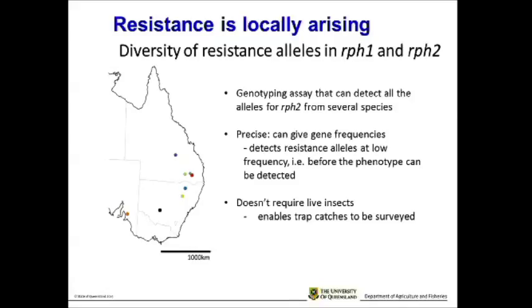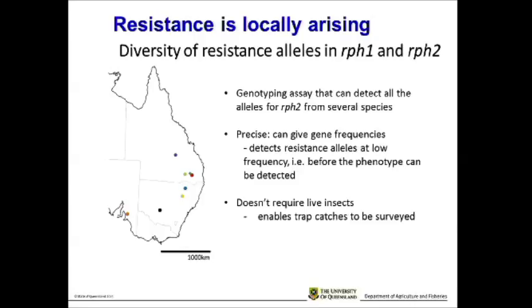And so we developed a genotyping assay. It's genotyping by sequencing using the Illumina platform, so that we can detect all of those alleles at the one time from several species now. Or we've got two that are working quite well. But it's precise, it can give gene frequencies, and it can detect resistance alleles at very low frequency. So you can detect one resistance allele in 100 insects sampled, which you couldn't do by a phenotype test. So basically, we can detect the resistance long before a phenotype test will come up with a positive result.